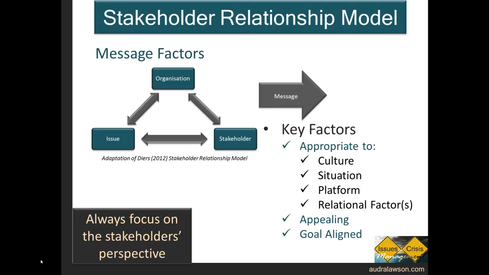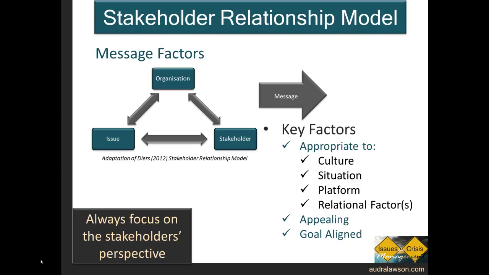For example, since 2006, the focus on different platforms has grown substantially, and now there are more than 125 analyses of different aspects of social media and crisis alone. However, one of the critical arguments that I make is that messages also have to appeal to the particular relationship factor affected by the intersection of the issue, the organization, and the stakeholder.